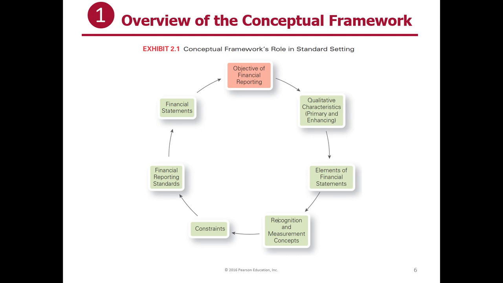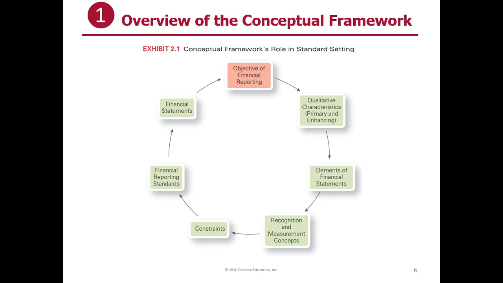So the thing is, first is the objective. The second point to consider is the qualitative characteristics. And there are two characteristics. One is the main one, that must be there, and the second is enhancing. The enhancing characteristics are those which are not obligatory, but one has to follow.